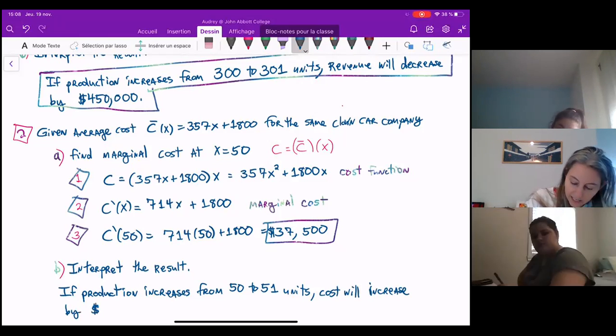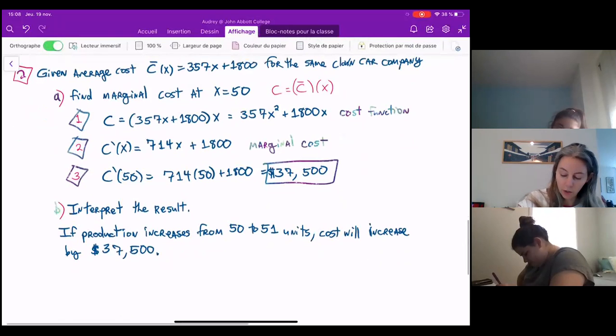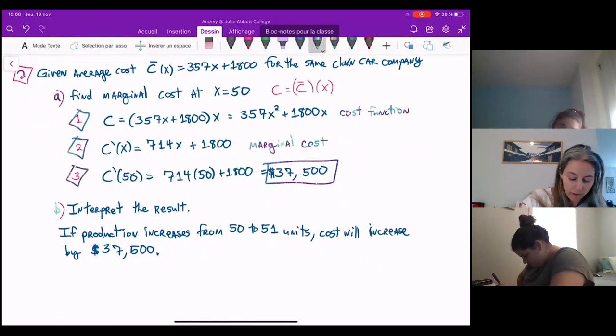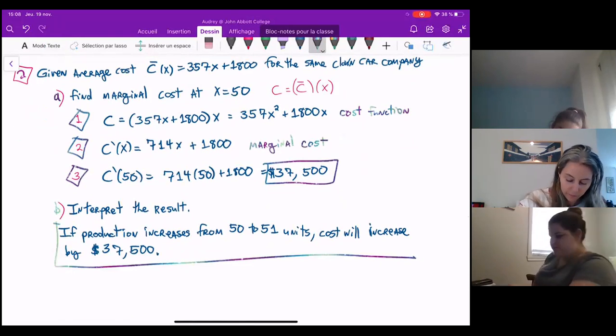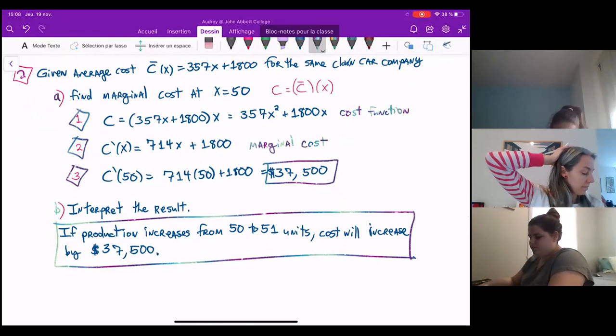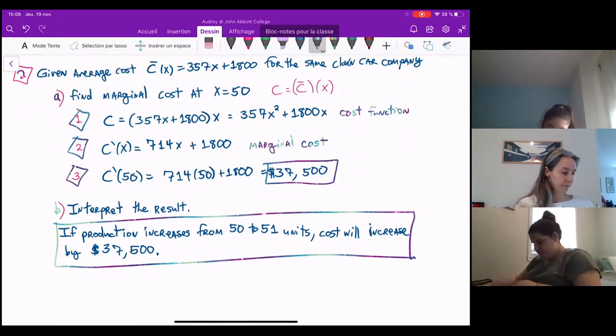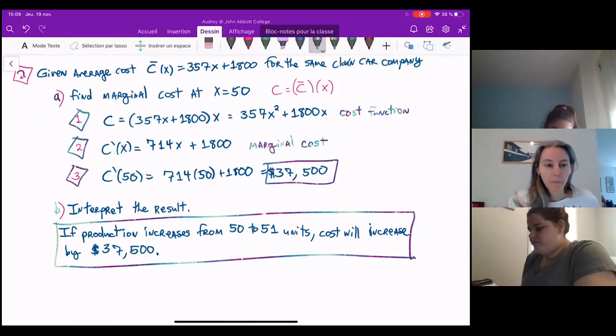And in this case, it's increase because the value was positive. So cost will increase by $37,500. Okay, are there any questions so far?